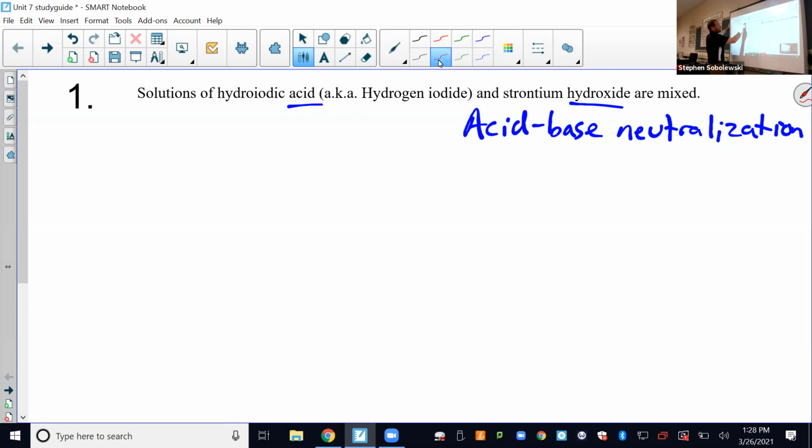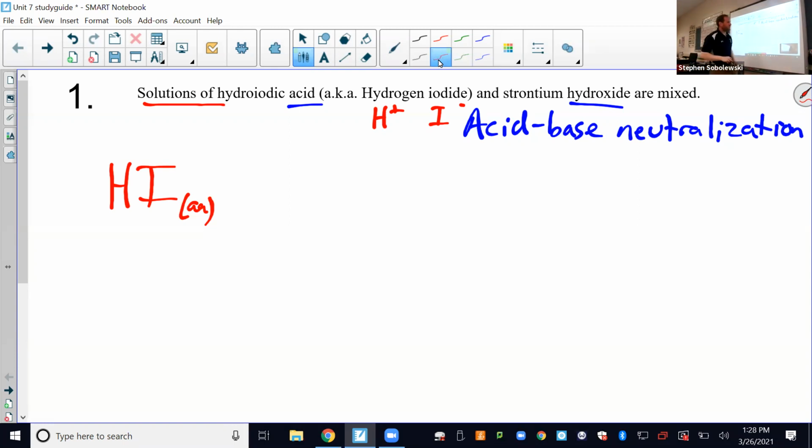All right, hydroiodic acid. Now we didn't do naming acids, so I'll give you the phrase here, hydrogen iodide. So hydrogen is going to be H with a plus charge, iodine is I with a minus charge. All right, so it's going to be HI, and since I tell you solutions of, that tells you that this is a solution, which means it's aqueous. All right, so HI aqueous.